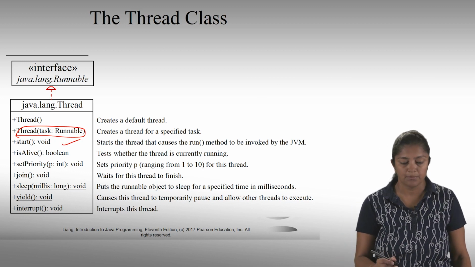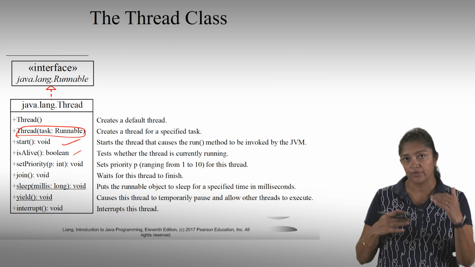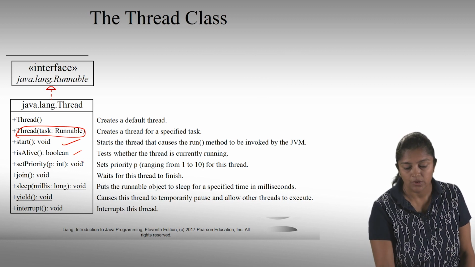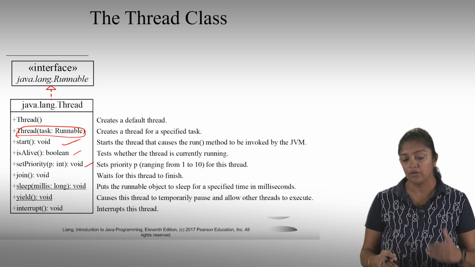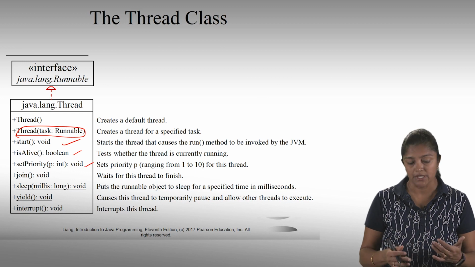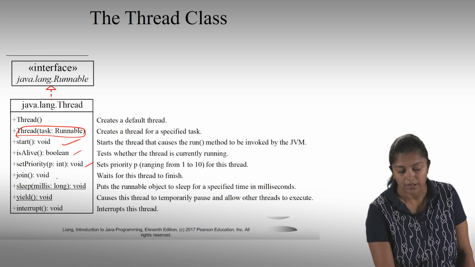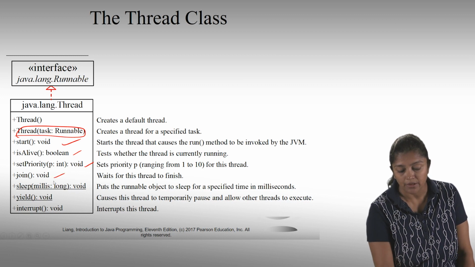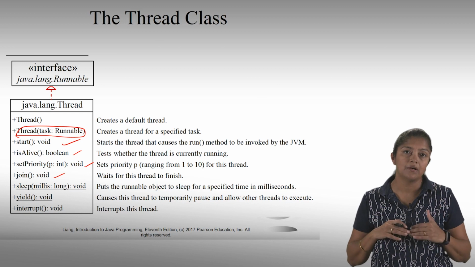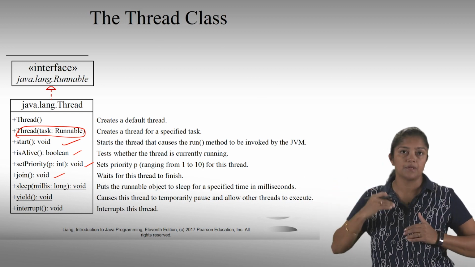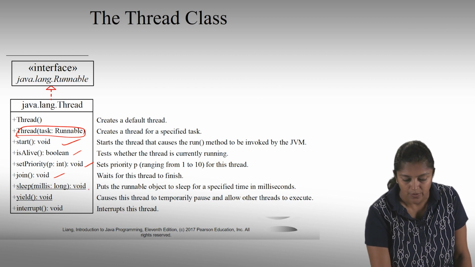In addition to that, there are properties like isAlive to check if the thread is currently running at any point of time in the program. We can invoke this method to see if it is still running. There's setPriority. We can set the priorities of the threads, and I'll talk about it in a little bit. There's the join method. The purpose of join is when you want a thread to wait for another thread to finish and bring its results. So I'll show an example of that as well.